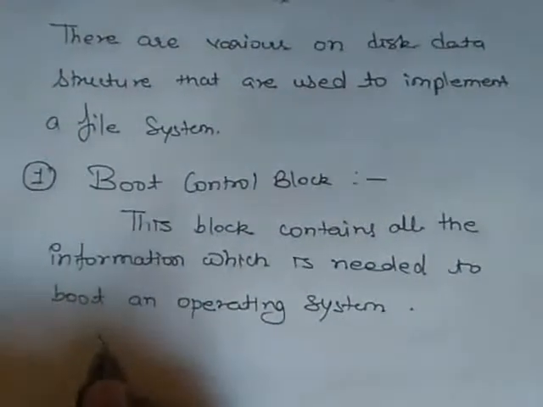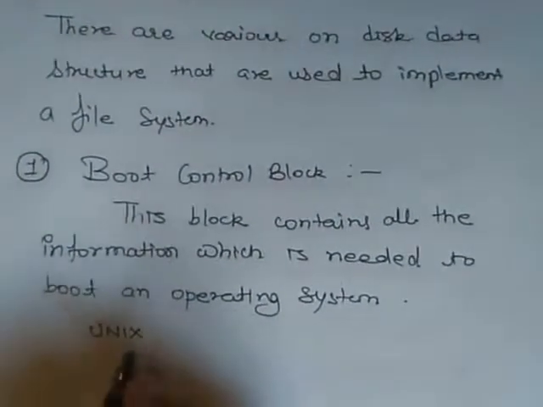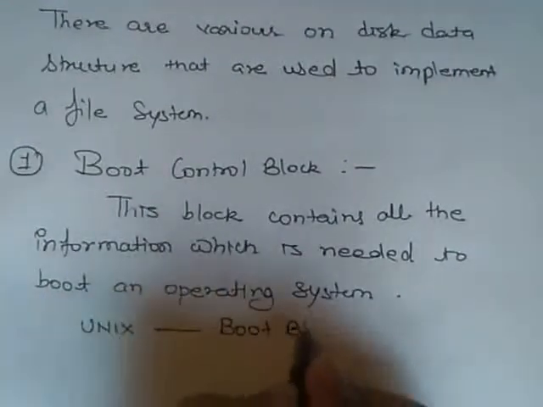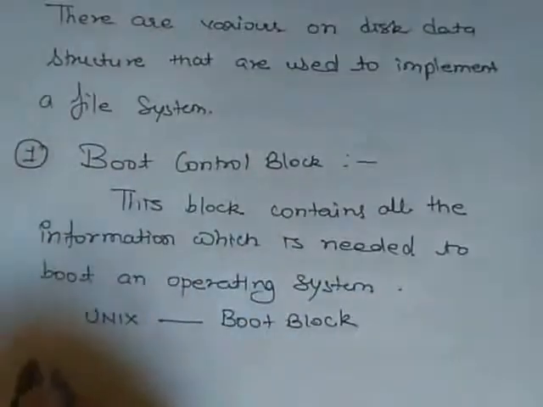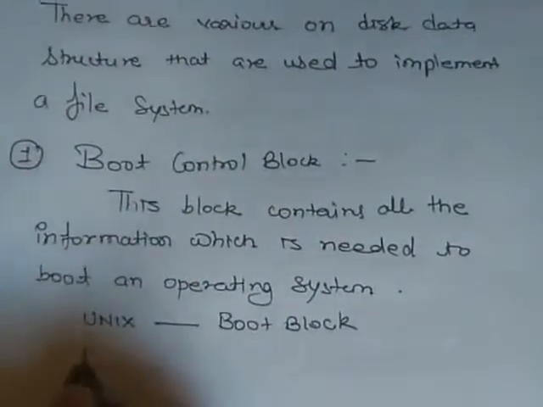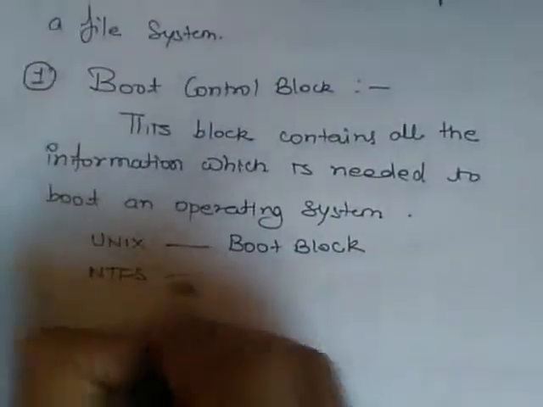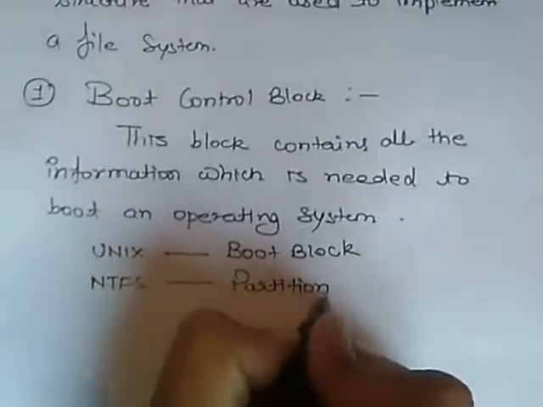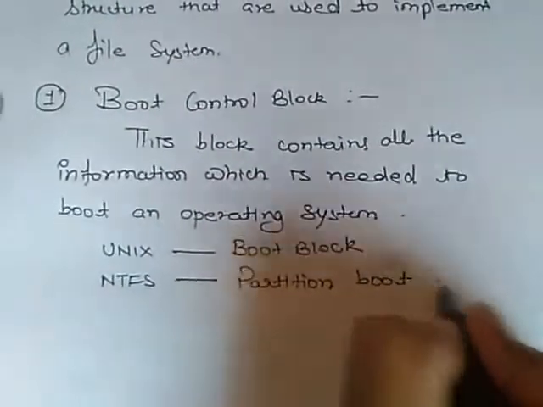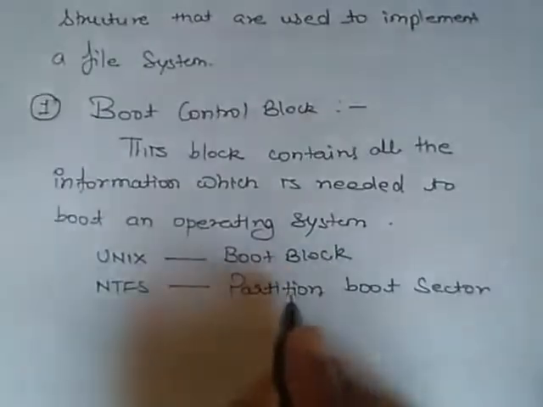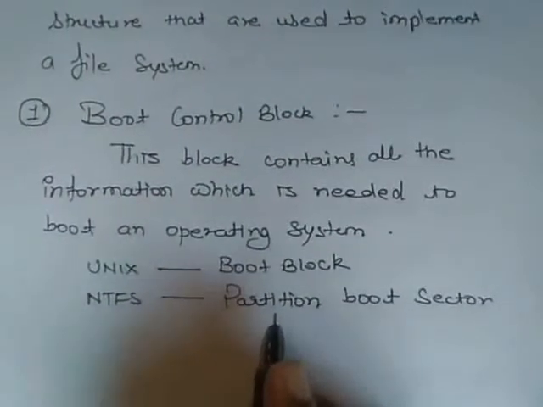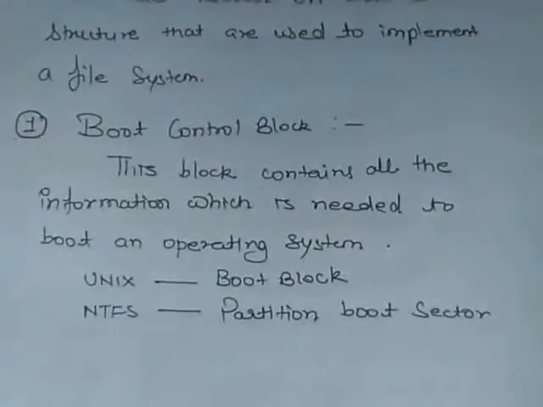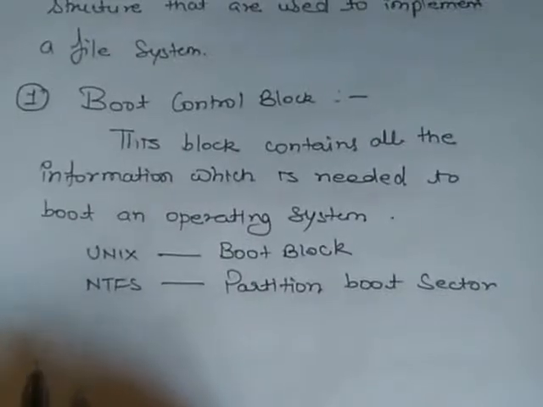Now, as we know that we have a Unix operating system, it consists of a boot block. In Windows we have an NTFS system. In this there is a partition boot sector. So these contain all the information about how an operating system is loaded on a system.